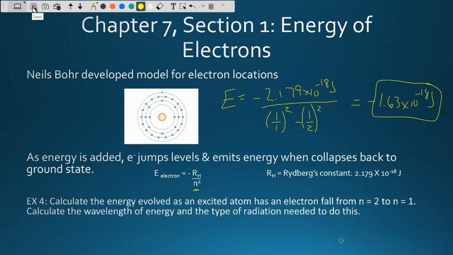Now, if we need to know what type of radiation is needed to do that, well, remember, that's our energy. So then we go back to our energy equation. Energy equals Planck's constant times the speed of light divided by our wavelength. Okay, we know the energy of 1.63 times 10 to the negative 18th. Okay, that's going to be equal to our Planck's constant, 6.63 times 10 to the negative 34, times the speed of light, 3 times 10 to the 8th, and that will give us our wavelength. And so our wavelength ends up being 1.22 times 10 to the negative 7, and that's going to be in meters.